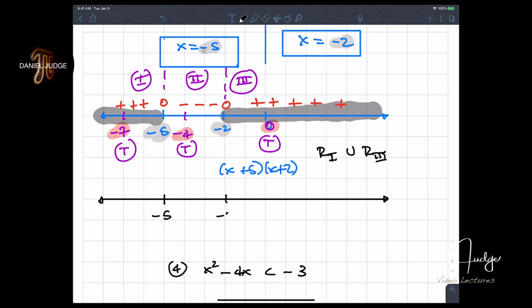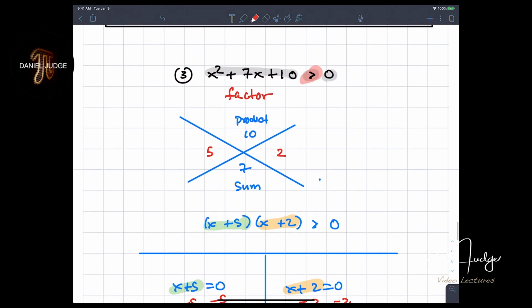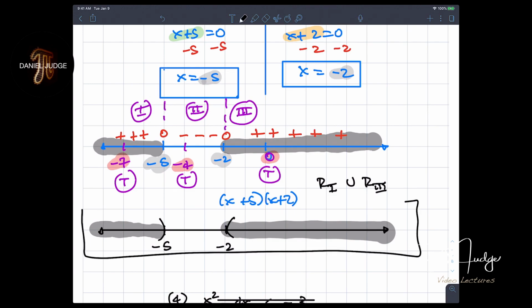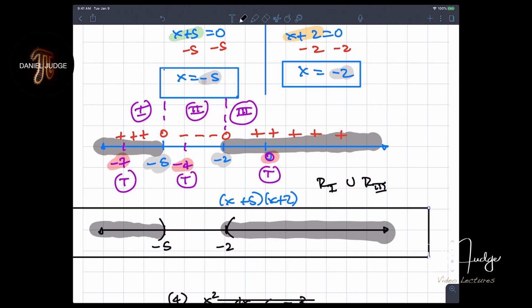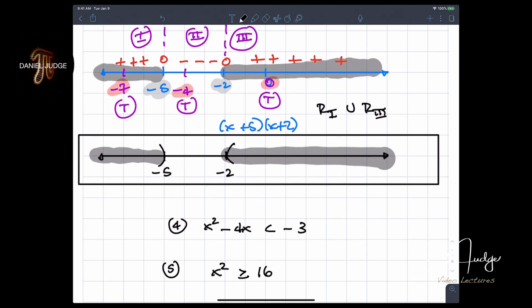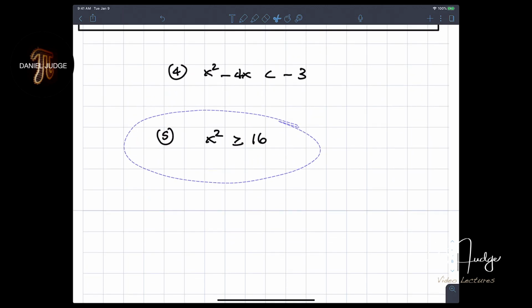-5, -2, numbers to the right, numbers to the left, and again, they're strictly positive. There's no equality there. So parentheses here and here. Anyway, so ladies and gentlemen, here is the solving and graphing portion. This is what you guys do. Solving and graphing. We're using sign analysis.